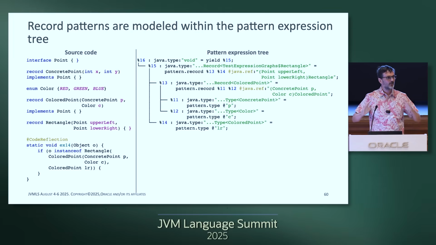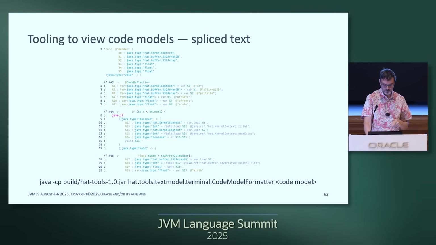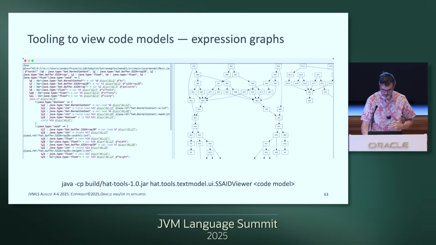And we have a workshop later, so I can go through this a little bit more if people want to see it. There is some tooling implemented by Gary Frost to actually view code models. And I've linked in here, so you can view code models side by side with their dependencies and what they relate to based on the location. You can splice them together, and you can view SSA graphs as well.